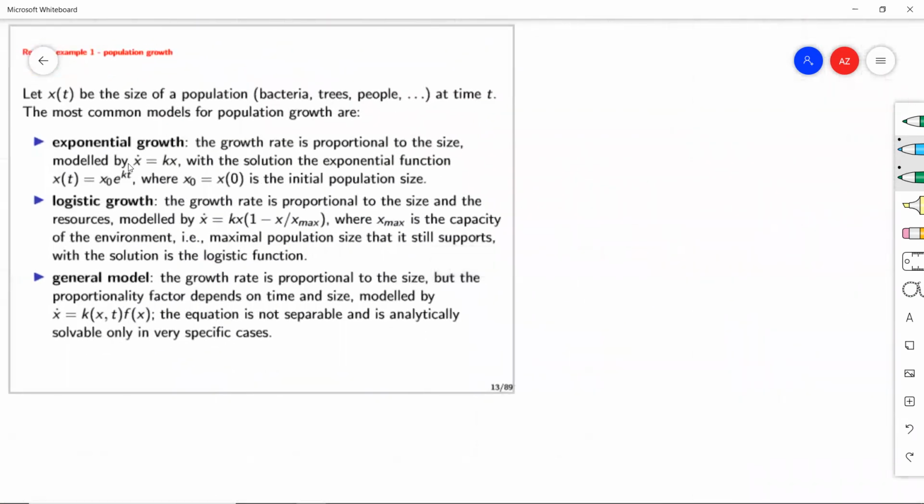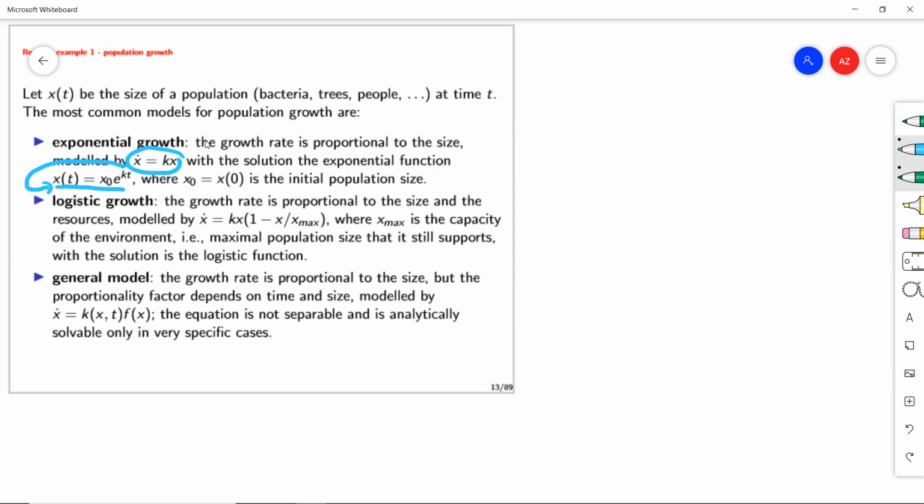So the first model is the exponential model. Whenever the quantity changes proportionally to the current value, we get as a solution this exponential model. We've seen a few examples before. So in biology, also in chemistry, radioactive decay, and so on.